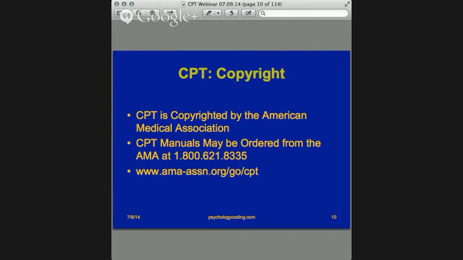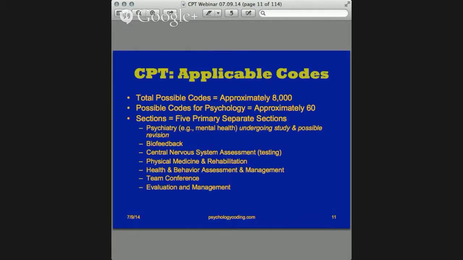All right, so first, and maybe foremost, this is all copyrighted material. This is done in conjunction with the American Medical Association and its relationship with CMS, Centers for Medicare and Medicaid Services, and this is copyrighted material. So there are approximately 8,000 codes, and of those codes, maybe 60 are applicable to psychology. These codes are found in the psychiatry section, which is the original section that psychology worked under. I guess you could say that these are the mental health codes. We then added the biofeedback code in the mid-1990s. We then proceeded to add the large paradigm-shifting central nervous system assessment codes, which we'll talk about extensively today.